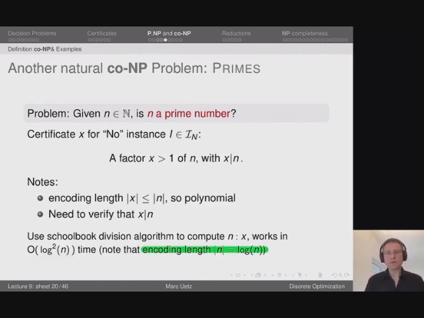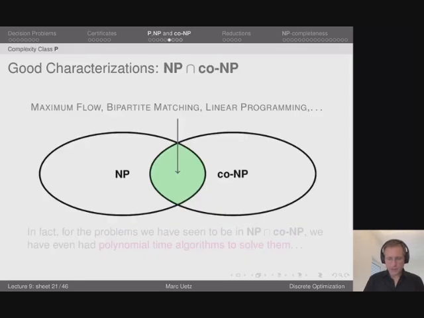So I presented these two examples, total unimodularity and primes, in particular also to convince you that this class co-NP, for complement NP, also has very natural members. All right, so let's go back and look at this Venn diagram. So we have defined a complexity class NP. That were problems for which yes instances have a certificate that can be verified efficiently, and we have defined co-NP. That was the same for the problems for which no instances have such a certificate.